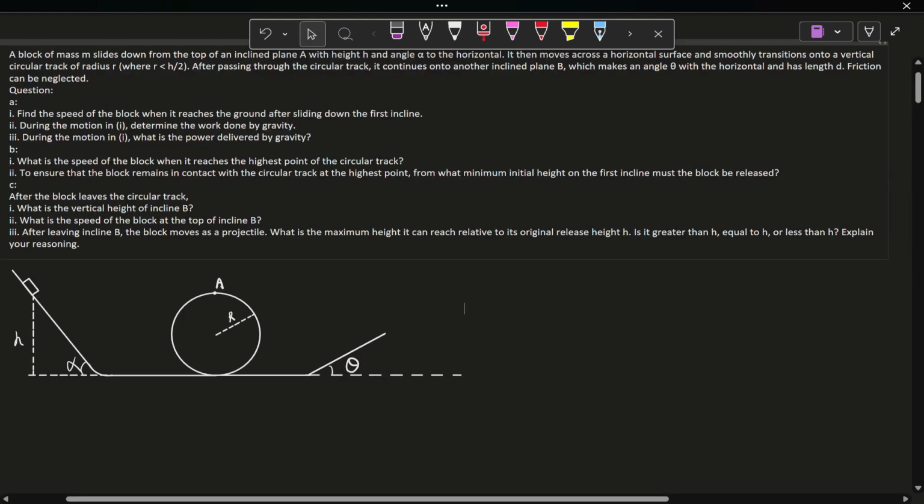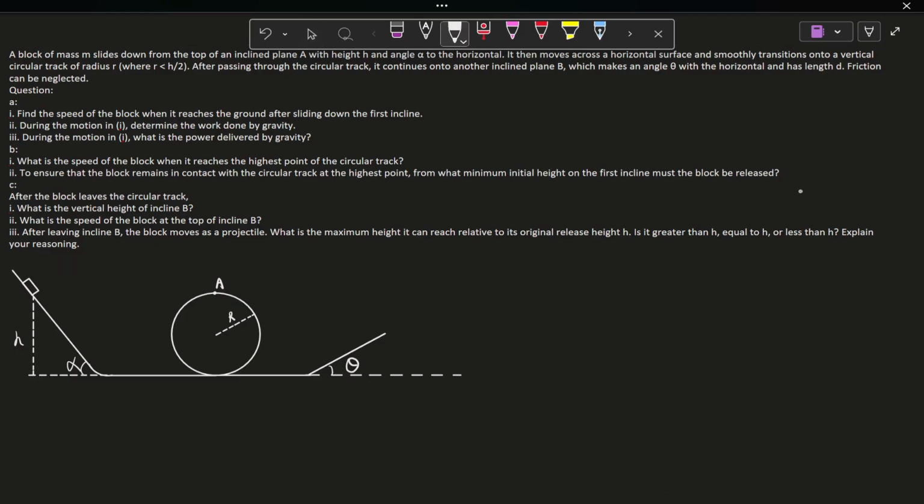Now, let's try to make the question a little bit more interesting. A block of mass m slides down from the top of an inclined plane A with height h and angle alpha to the horizontal. It then moves across the horizontal surface and smoothly transitions onto a vertical circular track of radius r, where r is smaller than half of h. After passing through the circular track, it continues onto another inclined plane B, which makes an angle theta with the horizontal and has length d. Friction can be neglected. Part A. 1. Find the speed of the block when it reaches the ground after sliding down the first incline.